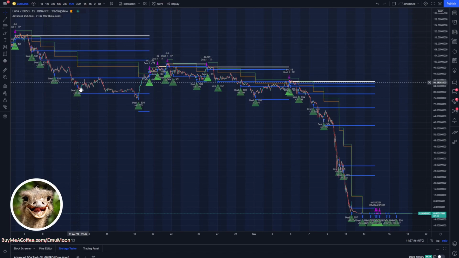This happens multiple times, and you can see just the placement of these safety orders is really in good opportune moments here. We've come all the way down. We've hit our fifth safety order now. We started with a value of $12.